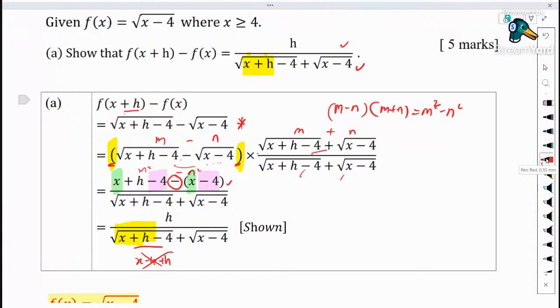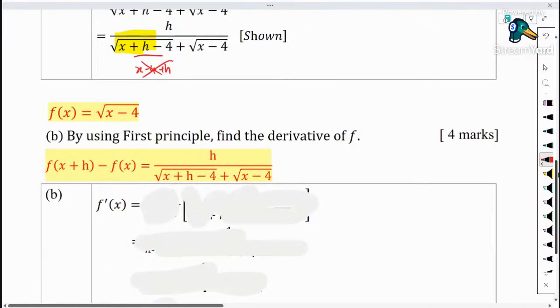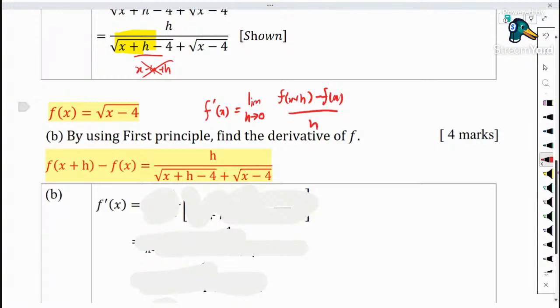Once we're able to show this result here, now they ask us to use first principle to solve the questions. How we solve by using first principle is that if you recall, if you want to find f prime by first principle, the formula will be limit h approach to 0 for f(x+h) minus f(x) over h. Or sometimes we may write it in the form of 1 over h multiply f(x+h) minus f(x).